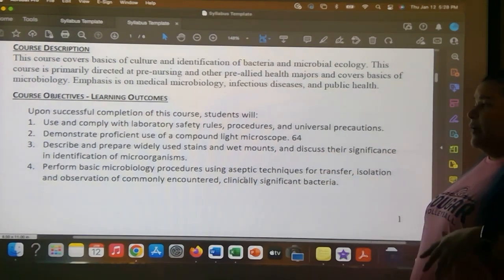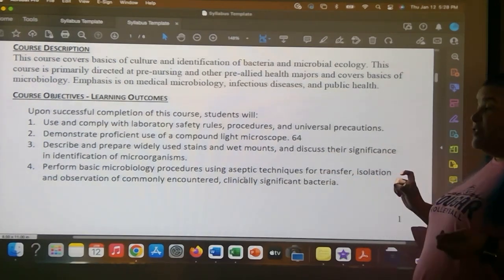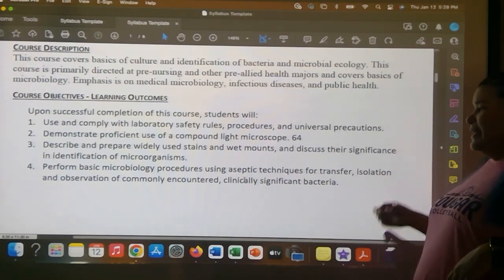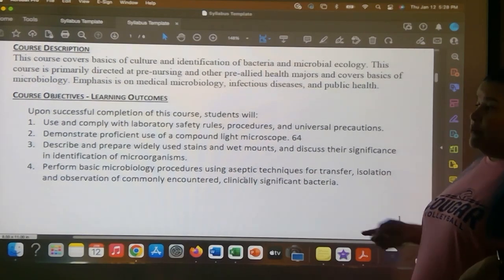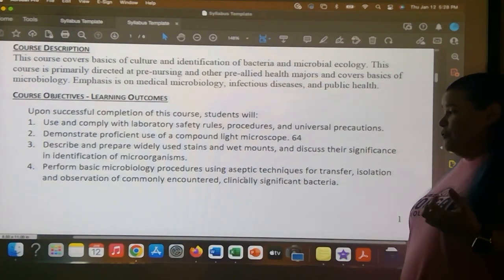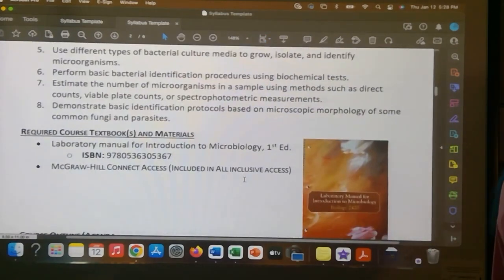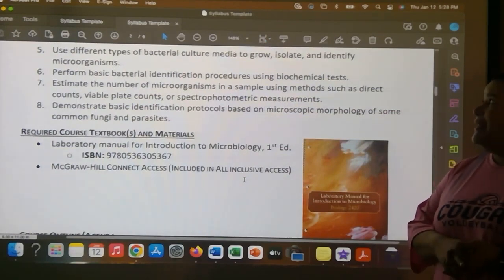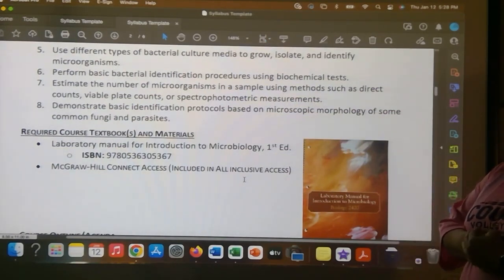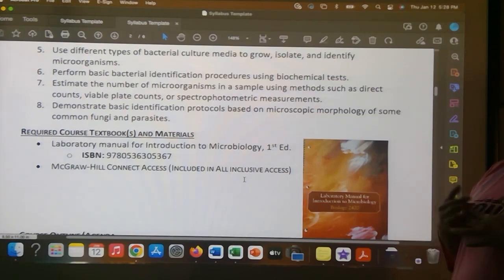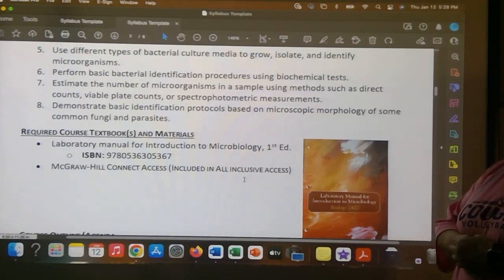Perform basic microbiology procedures using aseptic technique for transfer, isolation, and observation of commonly encountered clinically significant bacteria. Use different types of bacterial culture media to grow, isolate, and identify microorganisms. Perform basic bacterial identification procedures using biochemical tests.